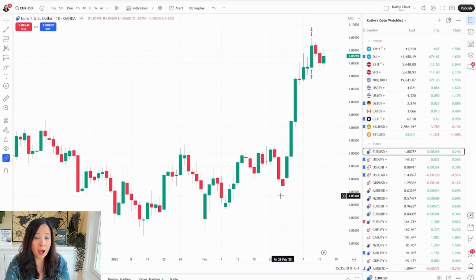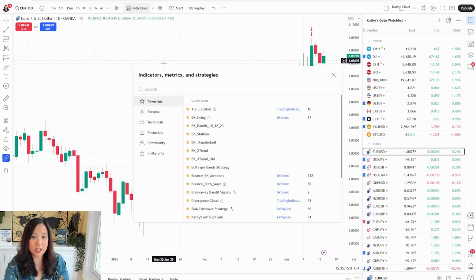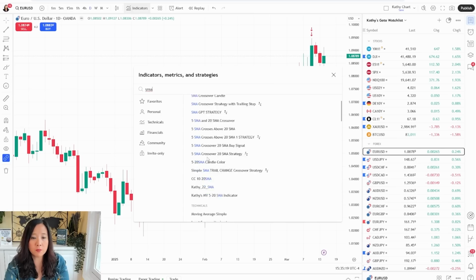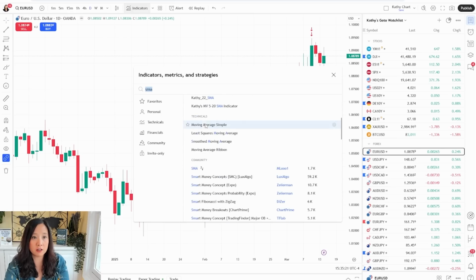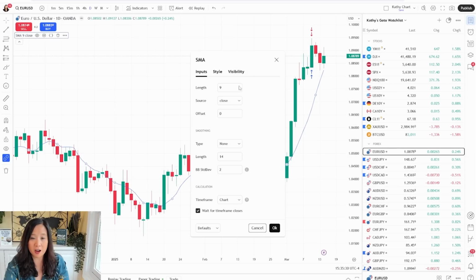Now let's start by adding the simple moving average into your chart. Click on indicators, type in SMA, and you will get the simple moving average, which is right under technicals. When you have the simple moving average, it'll probably default to TradingView's default, which is 9 SMA. To change the period, click on the little gear icon, and let's start with the 5 SMA.